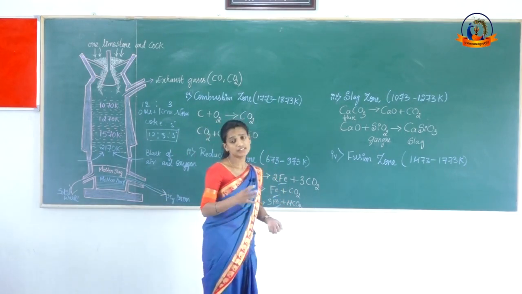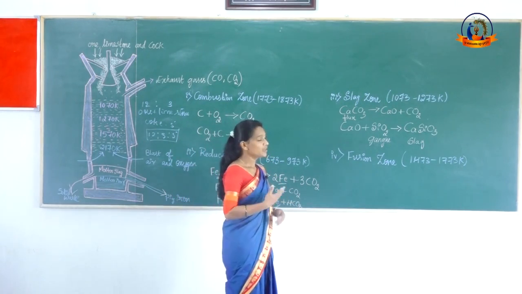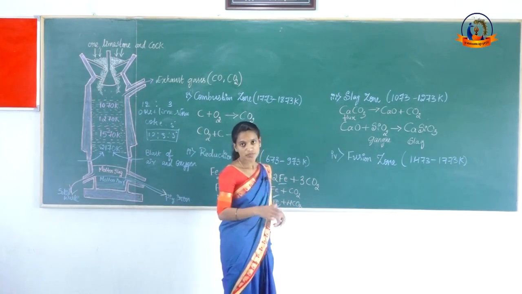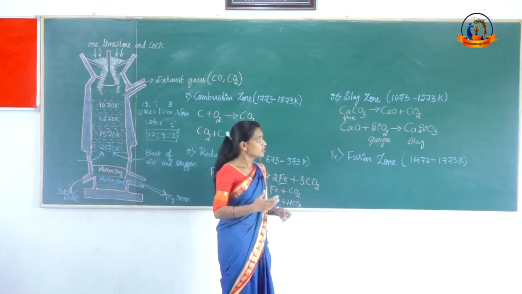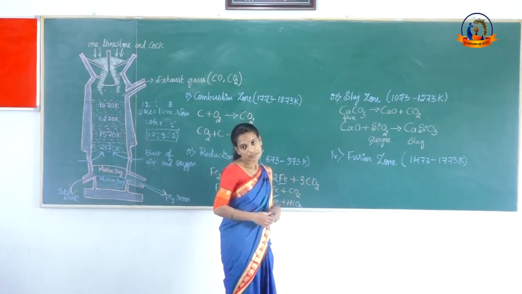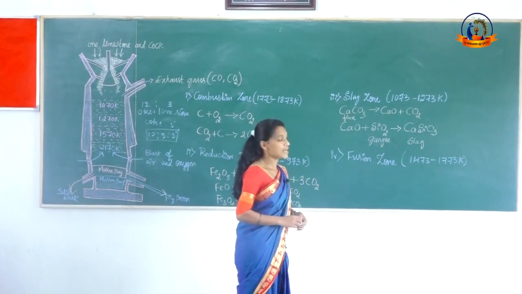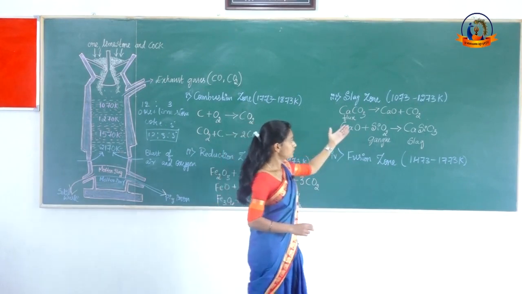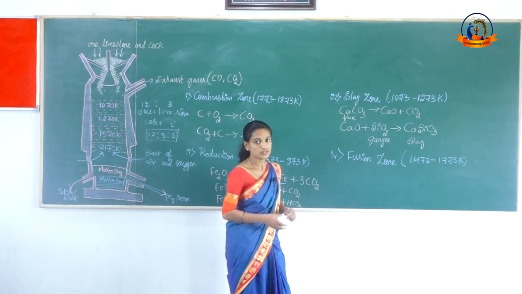We have a flux, that is nothing but the calcium carbonate, that will undergo a decomposition reaction when you apply high temperature heat, and it is converted into calcium oxide. That calcium oxide is treated with the gangue, which leads to the formation of the slag, hence that zone is also called the slag zone. This is nothing but the temperature zone. Next is the fusion zone.